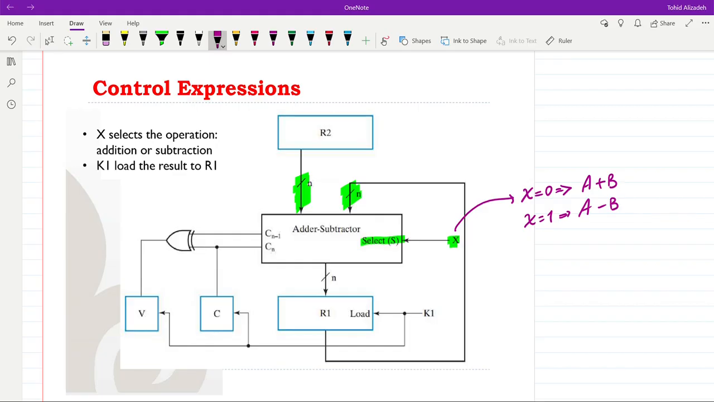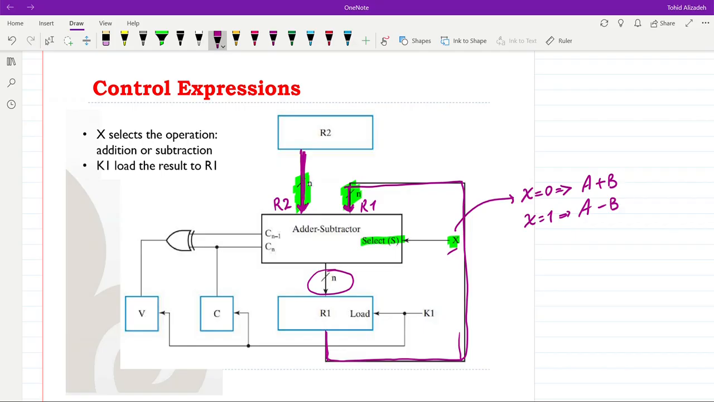You can see that one input here is R2, so the data comes from R2 register. The other input comes from R1, as we have the connection in this way. So the second input over here is R1, over here we have R2. Depending on the value of the x, the addition or subtraction will be performed and the result will be available here.